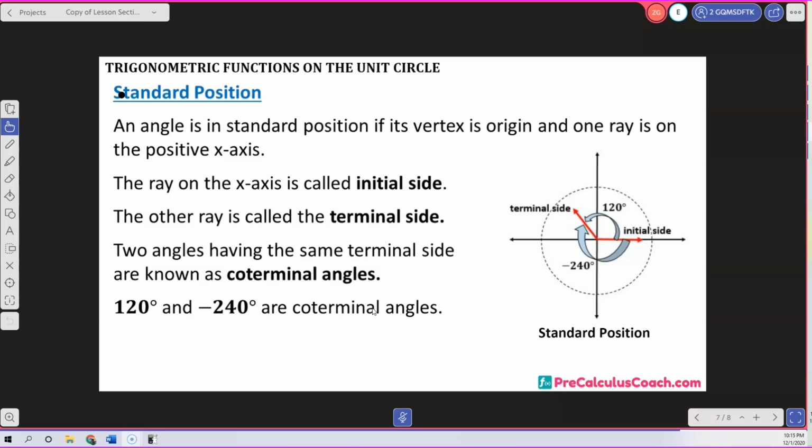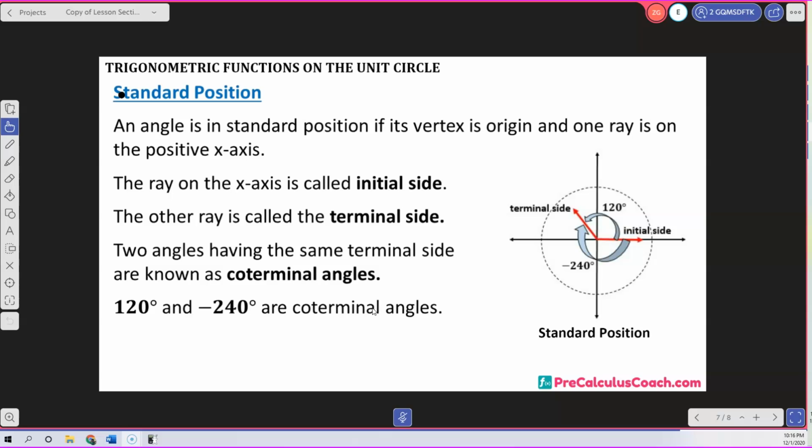We're going to be talking about standard position. An angle is in standard position if the vertex is at the origin and one ray is on the positive x-axis. The ray on the x-axis is called the initial side. The other ray is called the terminal side. Two angles having the same terminal side are known as coterminal angles.